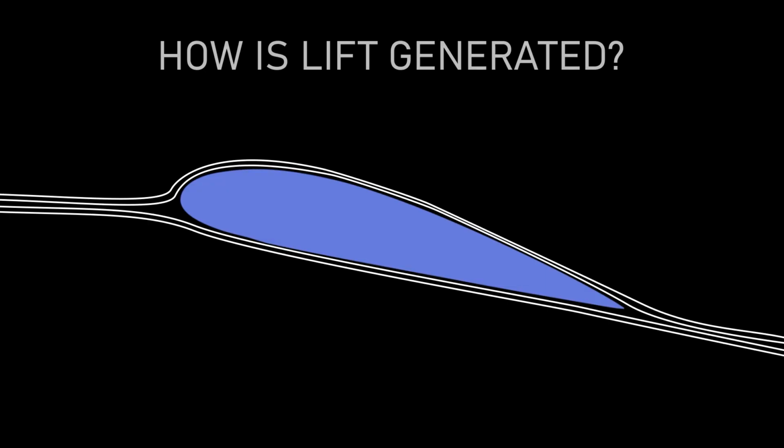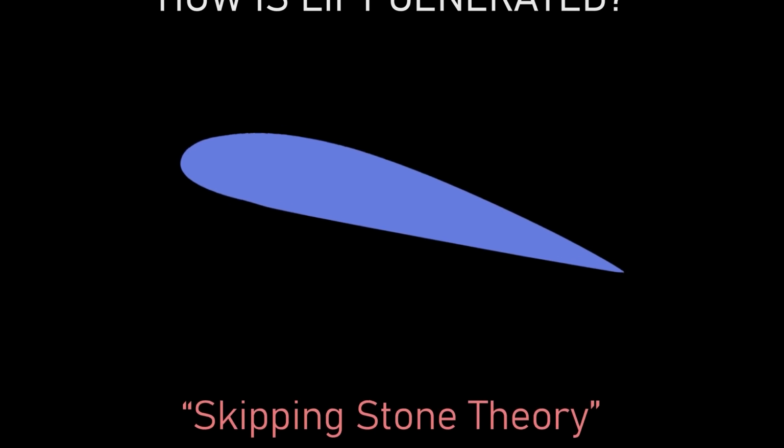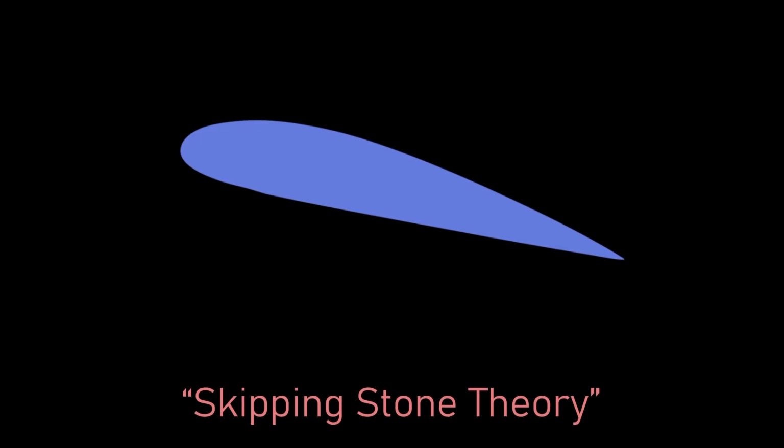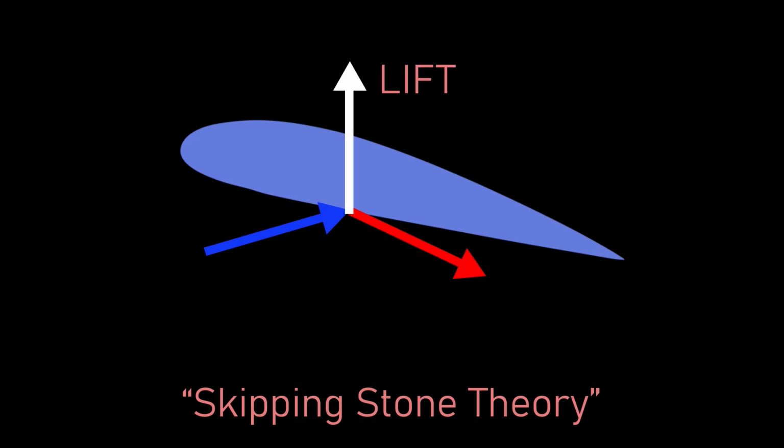So, how is lift generated? Well, to put it simply, lift is generated by the turning of the airflow around a wing. There are many theories about how a wing does this, but most of them are incorrect. For example, the so called skipping stone theory, which suggests that air molecules strike the bottom of the wing, producing an upwards reaction force that is said to be lift.